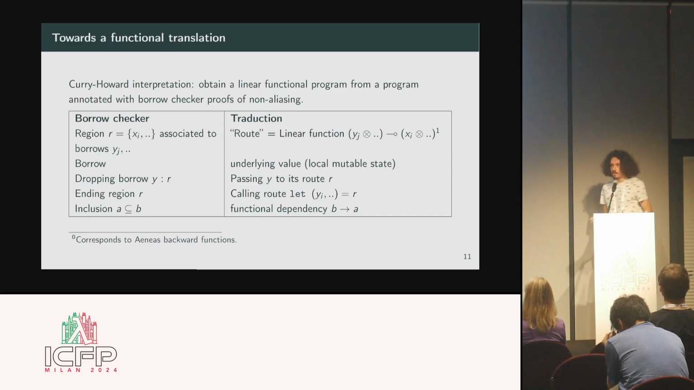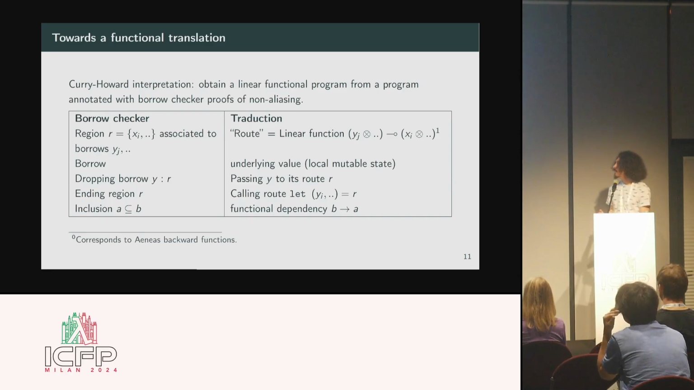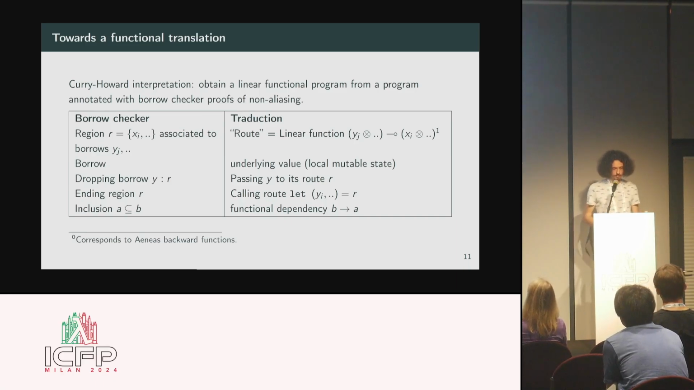So then a borrow is translated to its underlying value, so we keep the mutable state of our program local. And then when we drop a borrow, we will simply pass the value borrowed to its associated root. And finally, when we end a region, it means that we first get all the arguments of the corresponding root by dropping the associated borrows, and then we can call the root to get back the values that have been borrowed. And finally, the dependency between regions, by saying that one region is more precise than the other, is translated by a functional dependency, meaning an argument that flows from B to A.